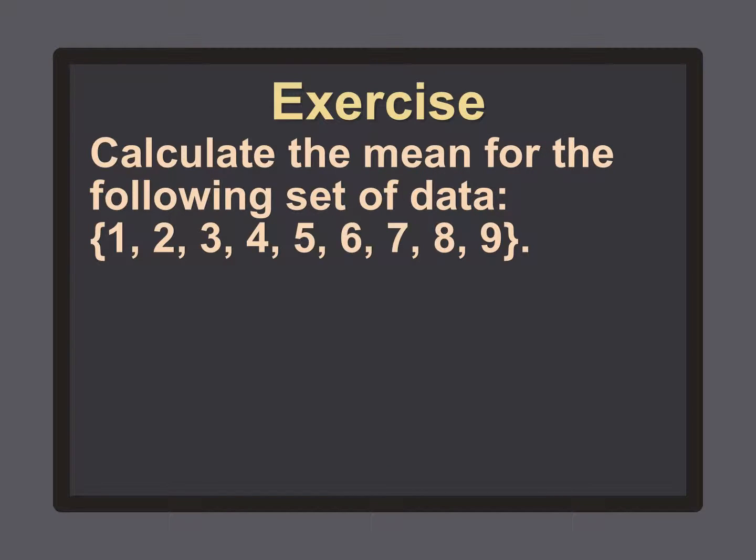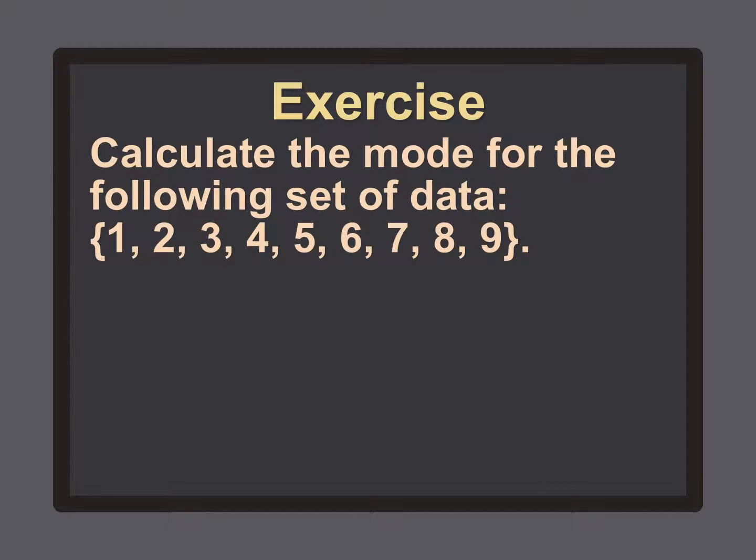And then we need the mean for the set of data. Remember, to get the mean, you add up all the numbers and divide by the number of numbers. So you add 1 plus 2 plus 3 plus 4 plus 5 plus 6 plus 7 plus 8 plus 9, and you divide it by the number of numbers in the data. There are 9 pieces of data here, so you divide the total by 9 and you get 5.